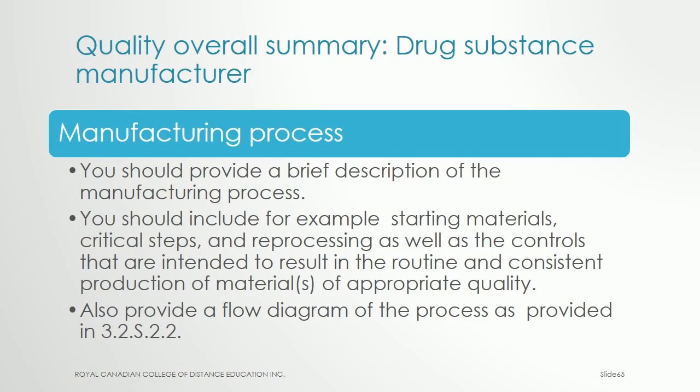You should provide a brief description of the manufacturing process. You should include, for example, starting materials, critical steps, and reprocessing, as well as the controls that are intended to result in the routine and consistent production of materials of appropriate quality. Also provide a flow diagram of the process as provided in Module 3.